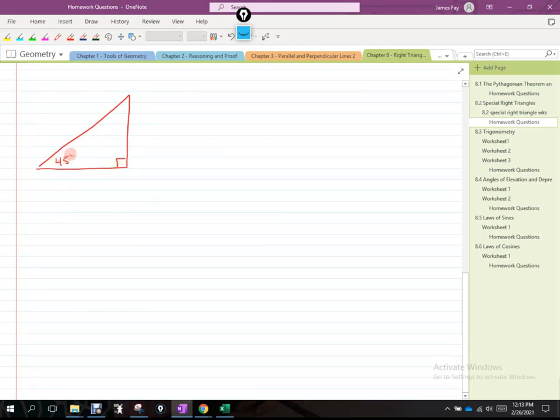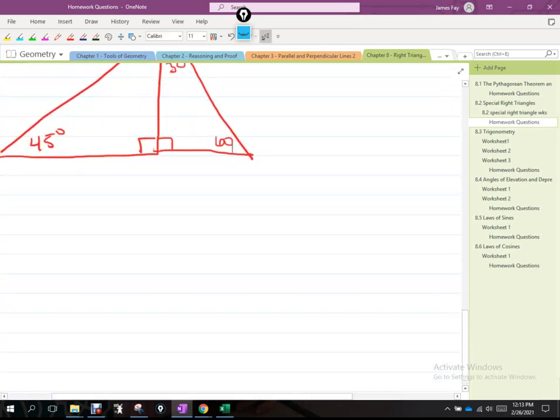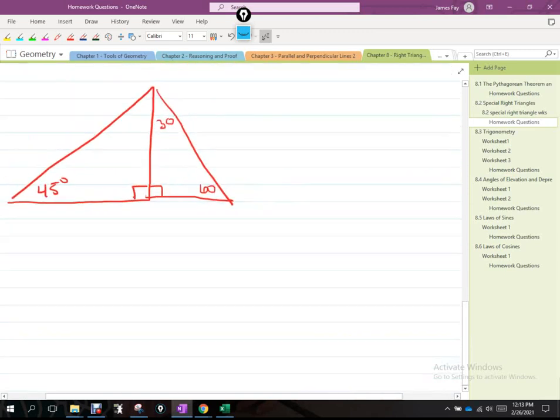So let's say this is a 45, 90. Let's say this angle up here is 30, so it might be more like that. So say that's 30 degrees, and this would be 60 degrees. Let's say that this is 14 radical 2, and our goal is to find X and Y.